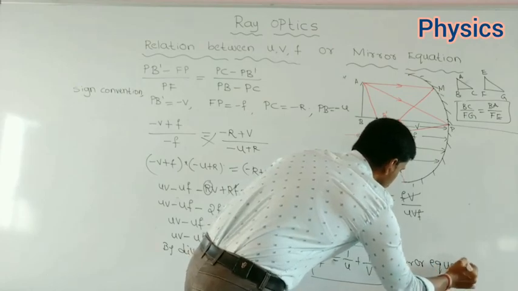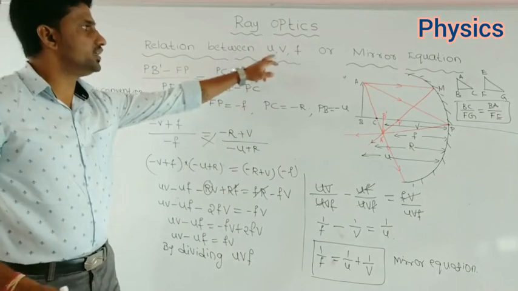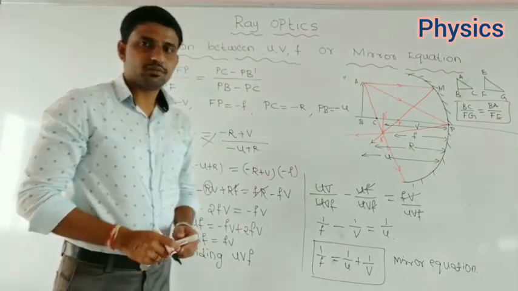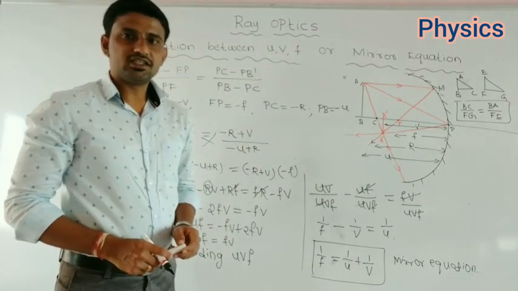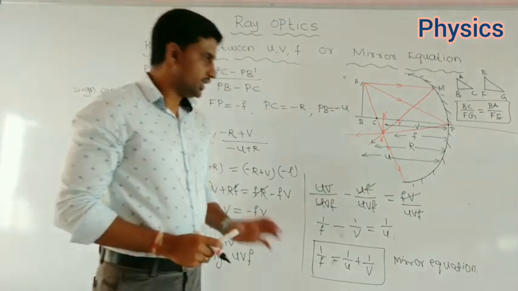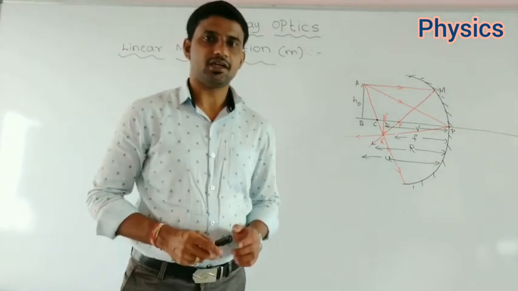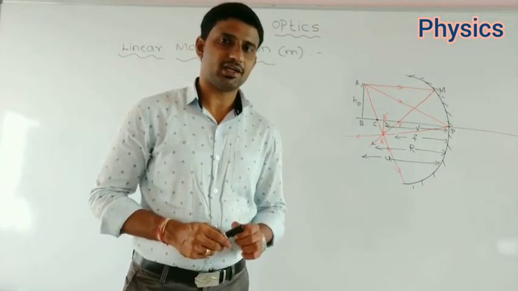And also it gives the relation between u, v, f. That is, it gives the relation between object distance, image distance, and focal length. So very important derivation. The next concept is linear magnification of a spherical mirror. And what do you mean by linear magnification?